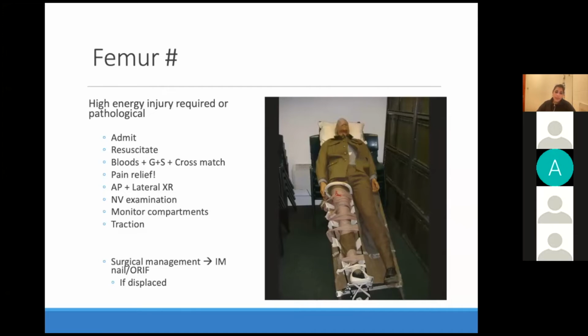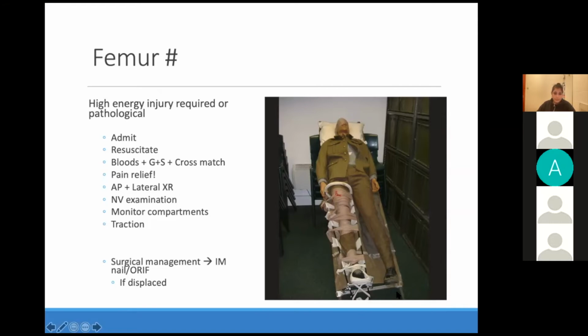And although it may be clinically obvious that the patient has a femoral fracture, you always need to confirm this on an X-ray. So remember your two views, AP and lateral. You want to examine the patient. You want to know whether there's an open or closed fracture. That does make a difference in terms of your management. You want to know what the vascular supply is distally, so again, check for your pulses distally. Also assess the nerves distally as well.